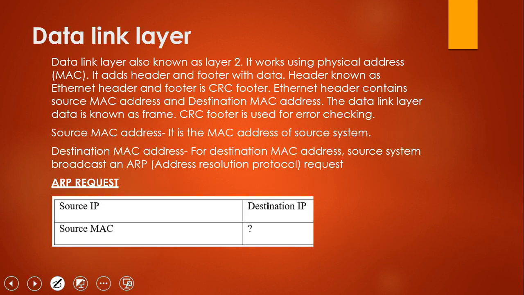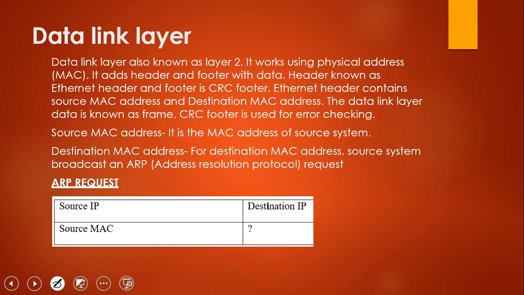Data link layer, also known as layer 2. It works using physical addresses. It adds a header and footer with the data. The header is known as the Ethernet header and the footer is the CRC footer. The Ethernet header contains the source MAC address and destination MAC address. The data link layer data is known as the frame. The CRC footer is used for error checking.